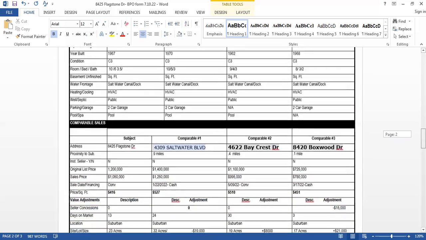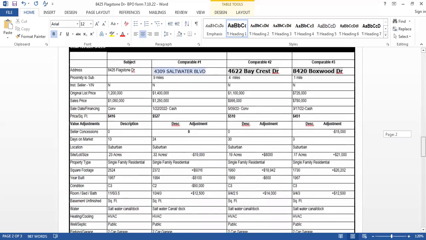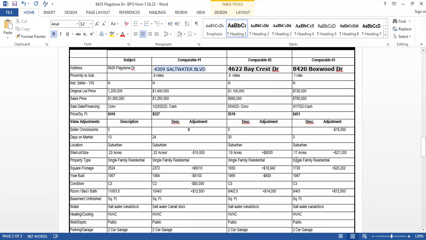And then on this particular home, I chose this BPO because this was on a deep water canal in Tampa Bay. There's not a lot of deep water canals in Tampa Bay, homes on deep water canals. So it's a little bit of a different animal. It's a functional obsolescence, if you will.